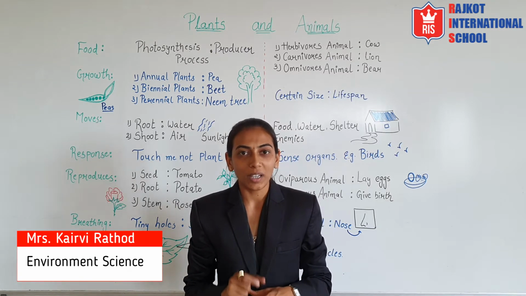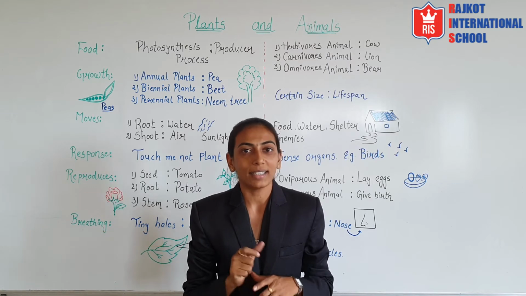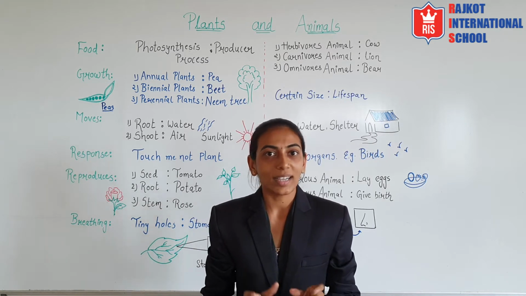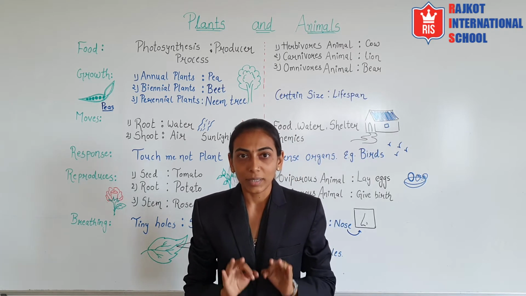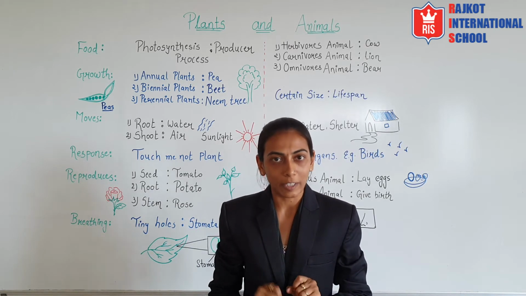Today, we are going to learn about grade 5, chapter number 1, that is plant and animal. As we all know, plants and animals both are living things. They have many similarities in a way, but today we are going to discuss the differences between them.